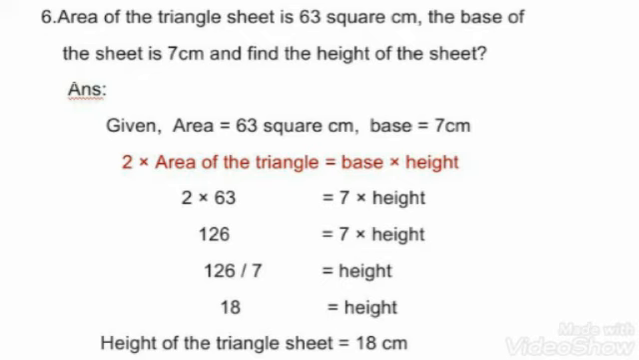So, you have to bring the 7 to the left side. Therefore, 126 divided by 7 is equal to height. 126 divided by 7 is equal to 18, which is equal to height. Therefore, height of the triangle sheet is equal to 18 centimeter. Okay, understand how to find this? 2 into area of triangle is equal to base into height.